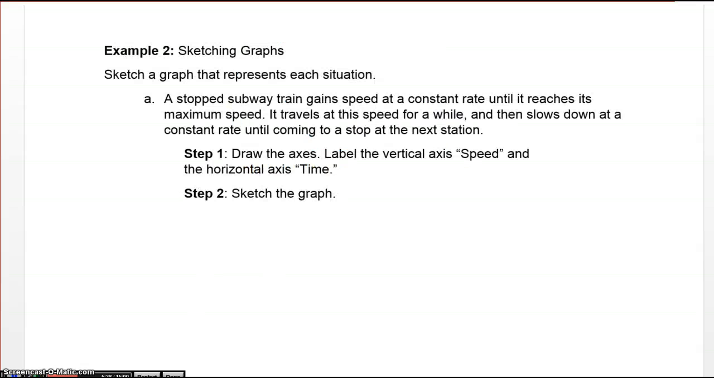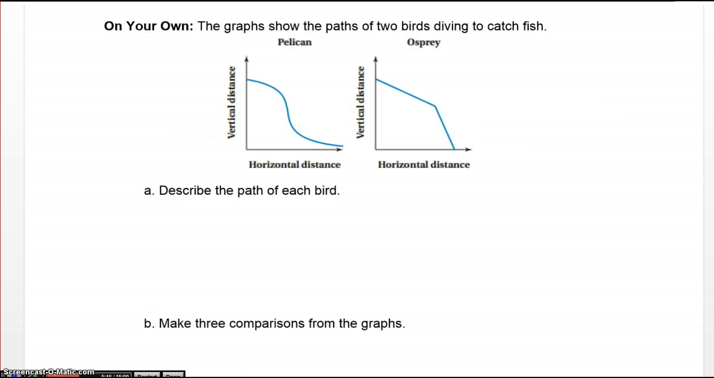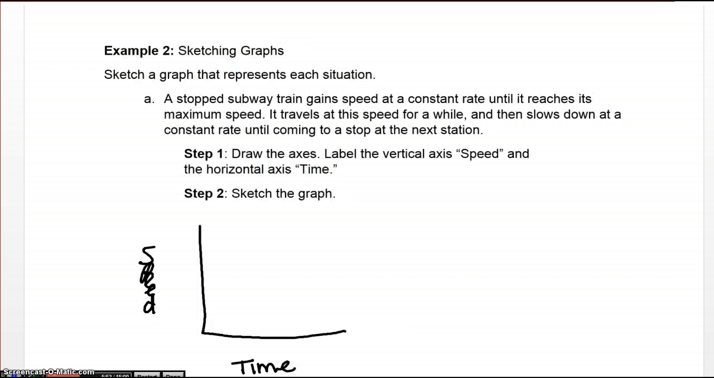The other way is I'm going to give you a situation and we have to sketch the graph. I talked about this a little bit at the beginning. You need to make sure that your sketch graph has labels. So I'm going to label my vertical axis speed, and I'm going to label my horizontal axis time. One thing you will notice about these graphs is they have no numbers. When you're sketching a situation that isn't specific with its units, you do not need to have units on your graph.